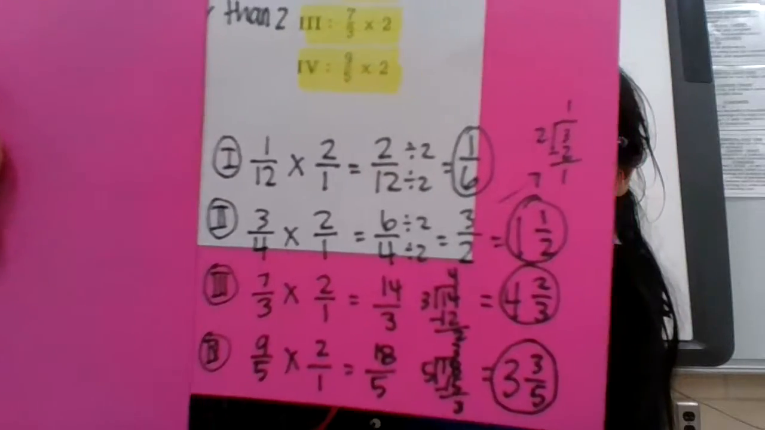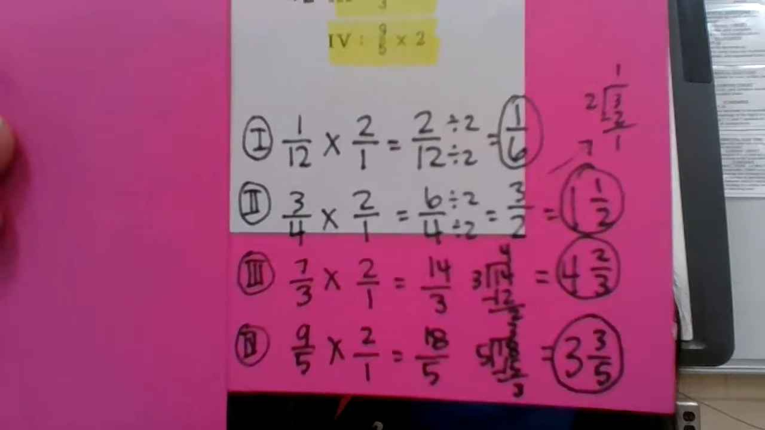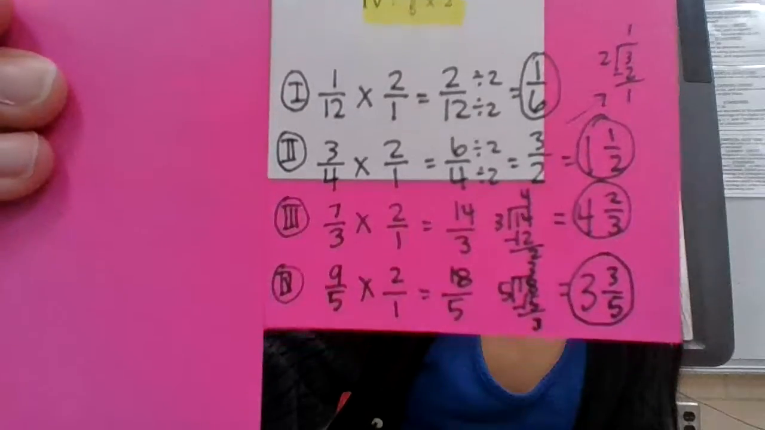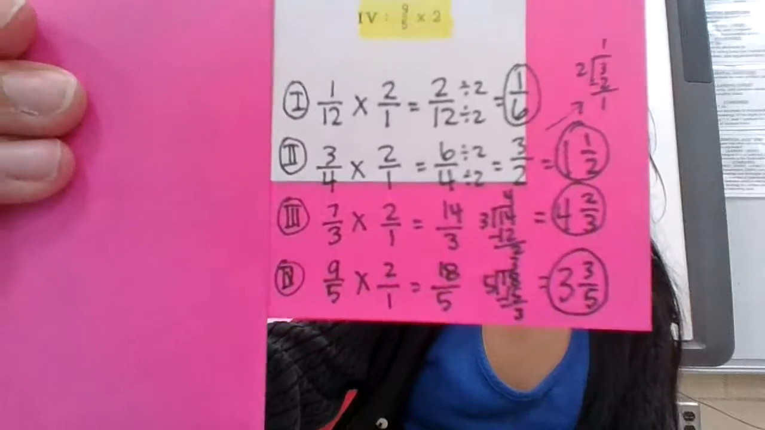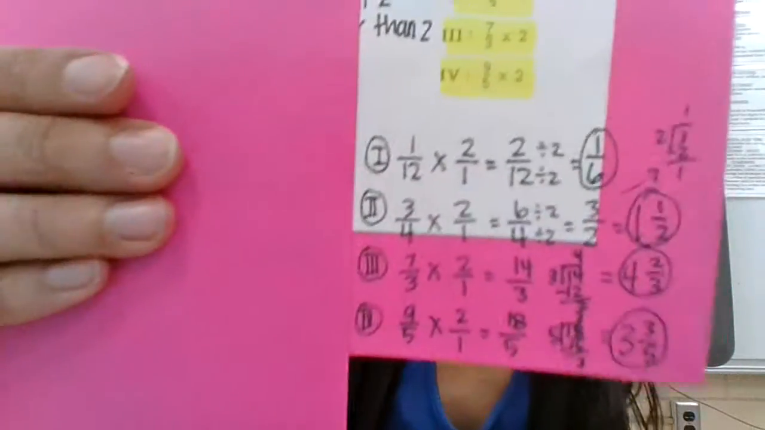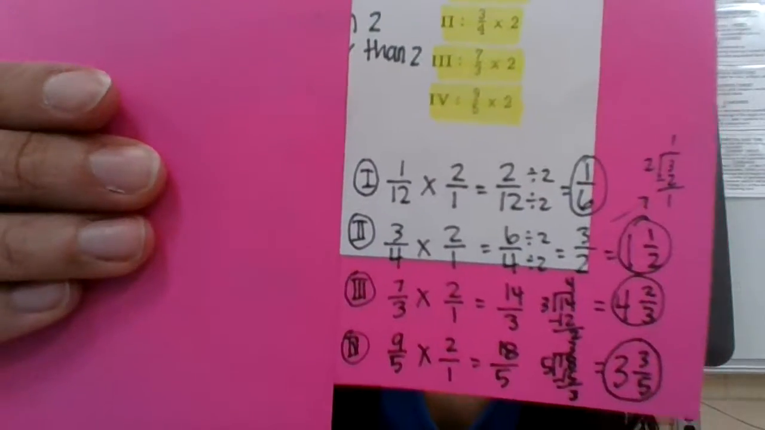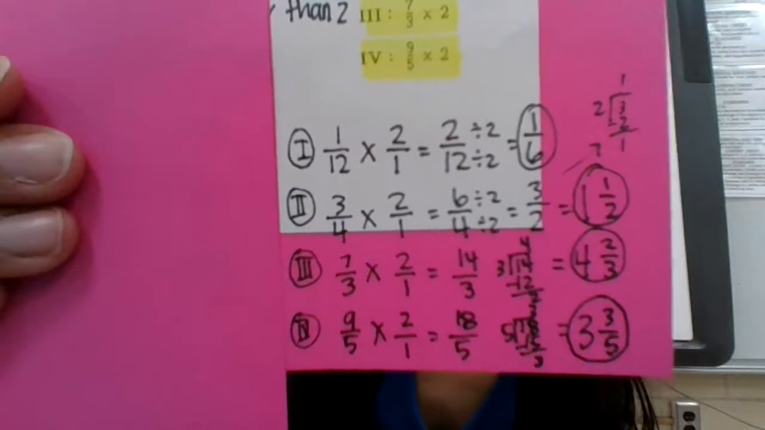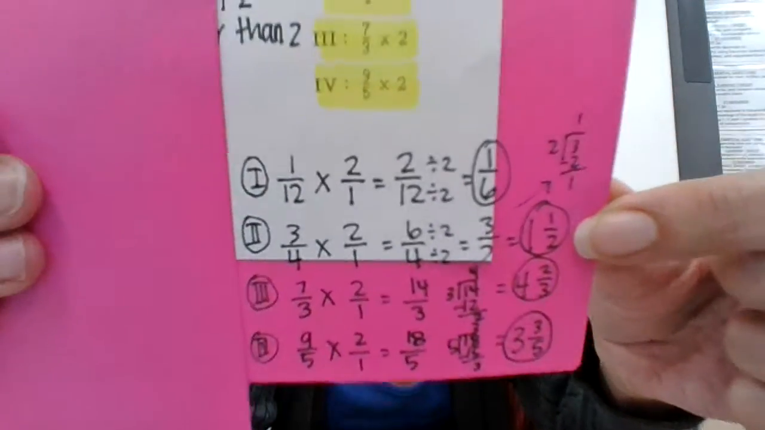I simplify by dividing the numerator and the denominator by 2, and I get 1/6. All right, look at number 2, 3/4 times 2 over 1. So I do 3 times 2. Remember, multiply the numerators across. 3 times 2 is 6. 4 times 1 is 4. And then we simplify by dividing by 2, and I get 3/2. And that is an improper fraction. And if you look right here, I divide it to make it a mixed number, and I get 1 1/2.